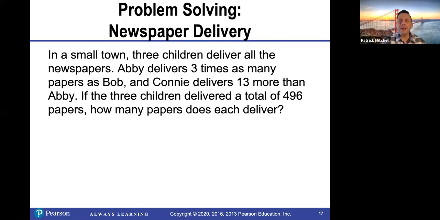Abby delivers 3 times as many papers as Bob. Connie delivers 13 more than Abby. If the 3 children delivered a total of 496 papers, how many papers does each child deliver?